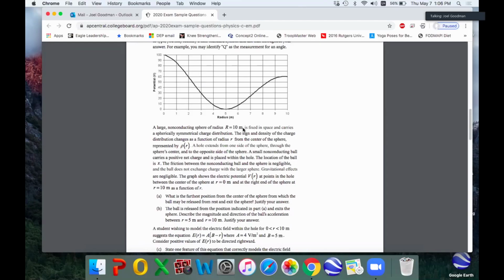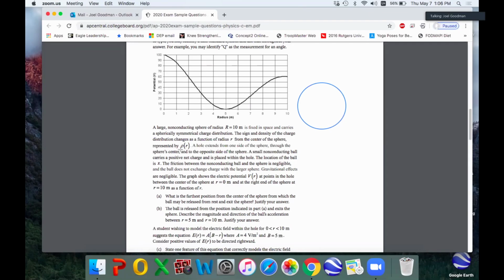A sphere of radius R equals 10 meters is fixed in space and carries a spherically symmetrical charge distribution. Now, that doesn't mean necessarily that the distribution is the same all throughout. It would help, in my opinion, for them to have a diagram of what they're talking about. But I guess that's part of the deal.